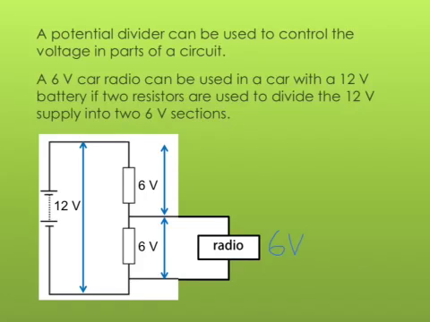And if we connect our radio parallel to one of the resistors, let's say that one there, then the radio will also get 6 volts.